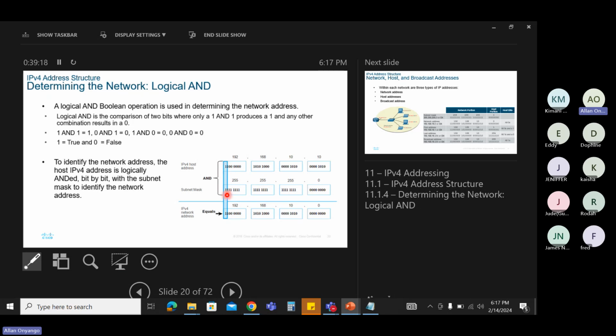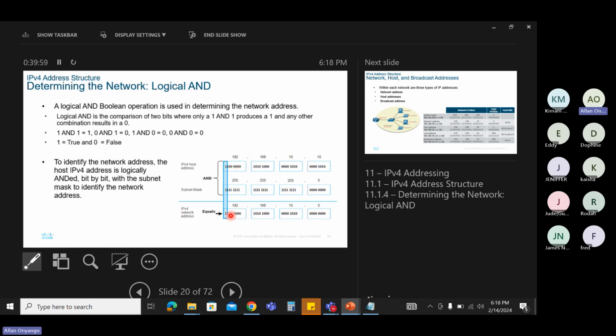So the first bit on the IP and the first bit on the subnet mask. So what is 1 and a 1? 1. 1 and a 1? 1. 0 and a 1? 0. So wherever there's a 0, obviously you obtain zeros, isn't it? If all of these are zeros, even if there's a 1 here, we are still going to get a what? Zeros. Because the only time you have 1 is when there's 1 and 1, isn't it? But wherever there's a 0 and a 1 or 1 and a 0, you will obviously get a 0, isn't it?